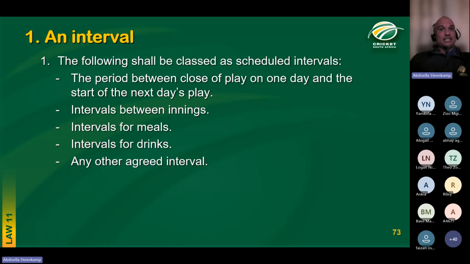These intervals are set by the governing body of cricket for that competition before the game starts. The governing body for Test match cricket is the International Cricket Council, and they set the following times. For interval for meals, like your lunch interval, for Test matches, it spans 40 minutes. Your tea interval, 20 minutes. Your interval for drinks, 4 minutes. Interval between innings, 10 minutes. So the governing body set out these scheduled intervals for Test match cricket.